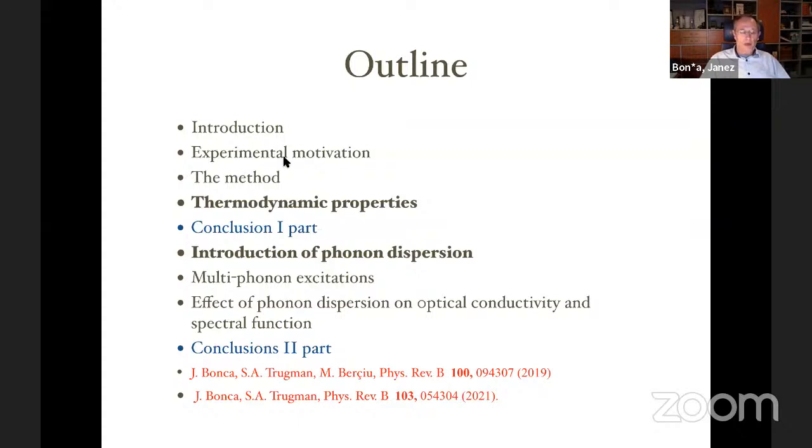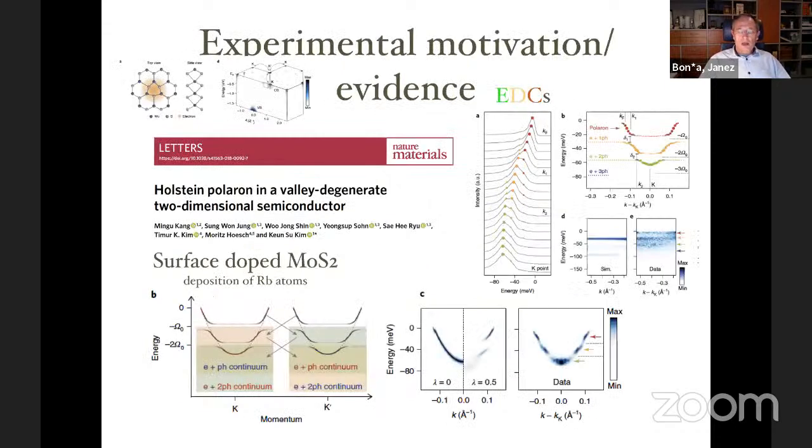Before that I will explain a little bit about some motivation and also talk about the method, which is really simple, but quite successful, it turns out. Some of the experimental motivation is coming from quite recent works where they have finally succeeded in really detecting the polaron spectral function. It turns out that this is not so easy to see. They took surface-doped molybdenum disulfide with the deposition of rubidium atoms, and that made a kind of two-dimensional electron system on the surface of this crystal.